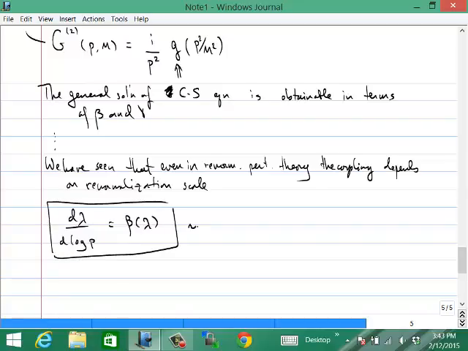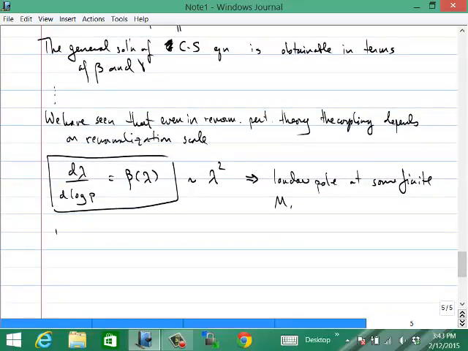We saw that for lambda phi to the fourth theory, this goes like lambda squared, which means that the coupling constant increases with scale. And so we have a Landau pole at some finite value of m. In particular, if you were to graph the beta function as a function of lambda, then it roughly looks like this.